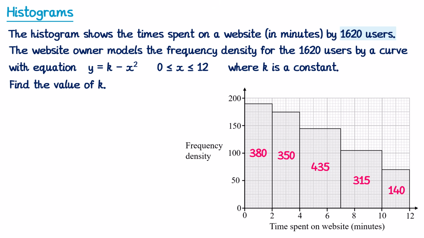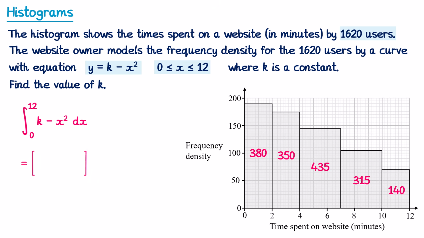Well, the area of all of these bars makes a total of 1,620. This question is saying we're going to use a curve to model the frequency density instead, which means the area under this curve is going to need to be equal to 1,620, specifically if we go between x values of 0 and 12. To find the area under a curve, we use integration. So if we do the integral between 0 and 12 of this curve, this will need to be equal to 1,620. So let's integrate this and see what happens.